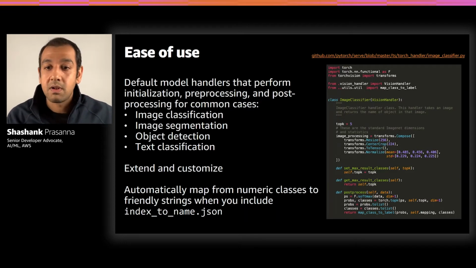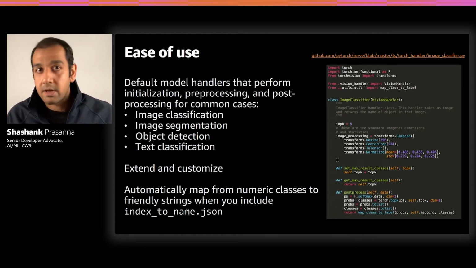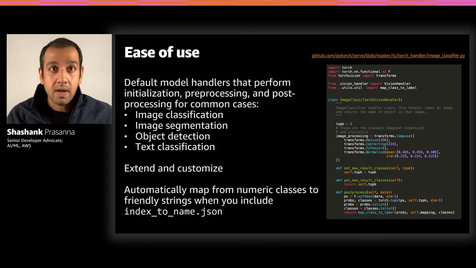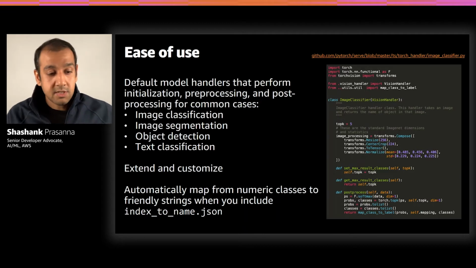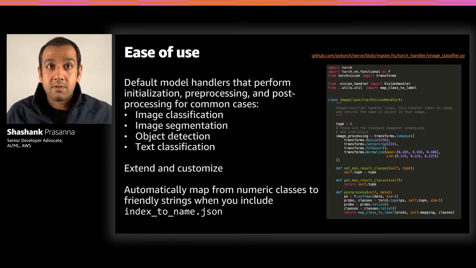So here's an example of a handler, and it can be fully customized by you if you have special pre-processing requirements or post-processing requirements. And you also have the ability to provide a JSON file which maps index to name, so that your inference responses are friendly and readable. It doesn't have to be probabilities or scores, but you can get labels back. So that's an option that's baked into TorchServe.